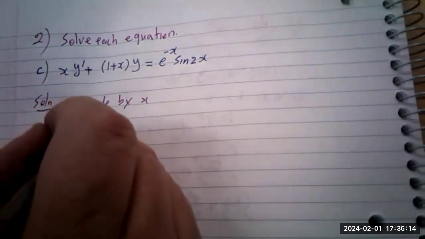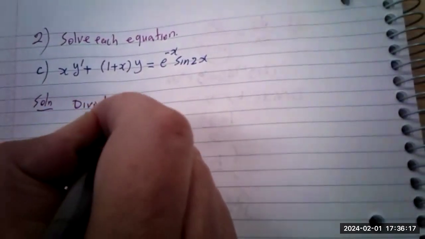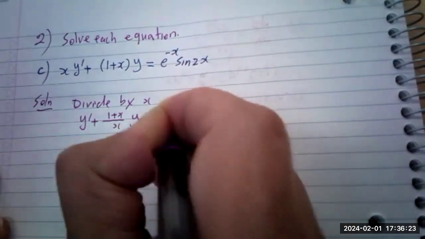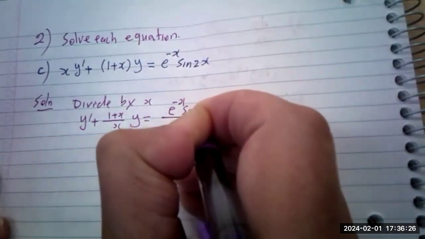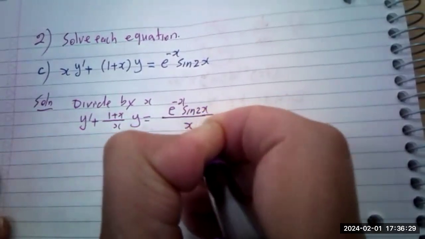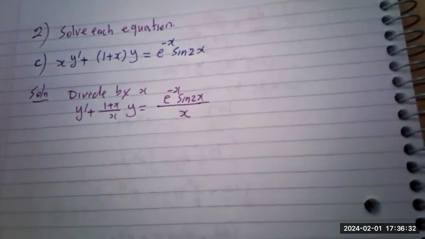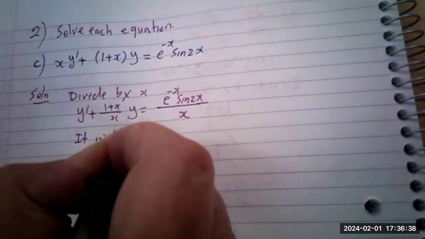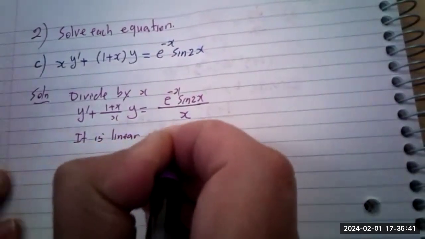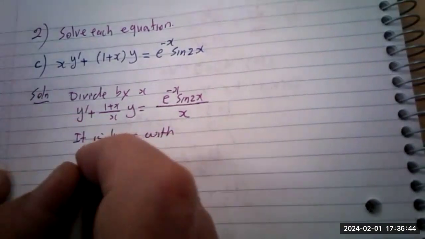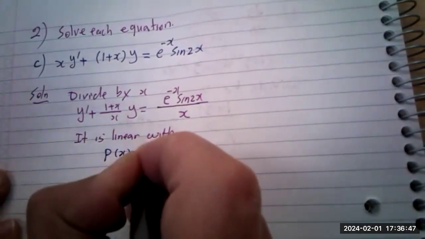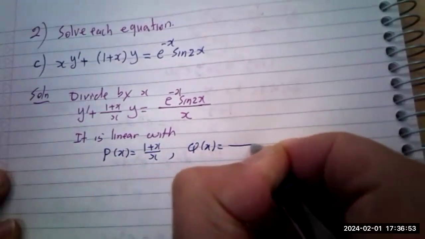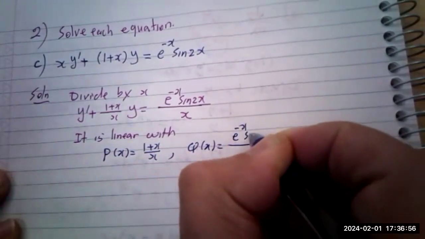Divide by x, that gives you y prime equals (1 plus x over x) y plus e to the negative x sine of 2x divided by x. Now it's a linear equation. Okay, it is linear. In a linear equation, this coefficient is called p of x, which is 1 plus x over x, and the other side would be q of x. You know that we solve this one by the integrating factor.